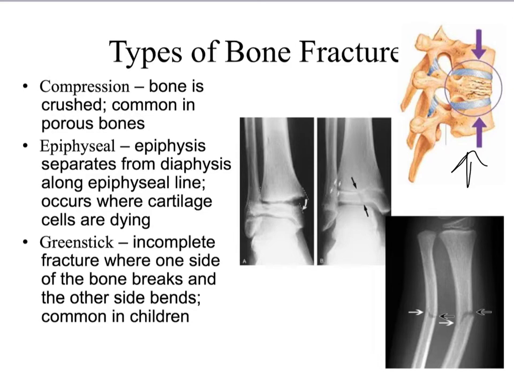Epiphyseal break is where the epiphysis separates from the diaphysis, and this usually occurs along the epiphyseal lines where cartilage cells are dying. And then a greenstick is an incomplete fracture where one side of the bone breaks and the other side bends, and this is common in children, because their bones are growing so much, there is weakness associated with them.